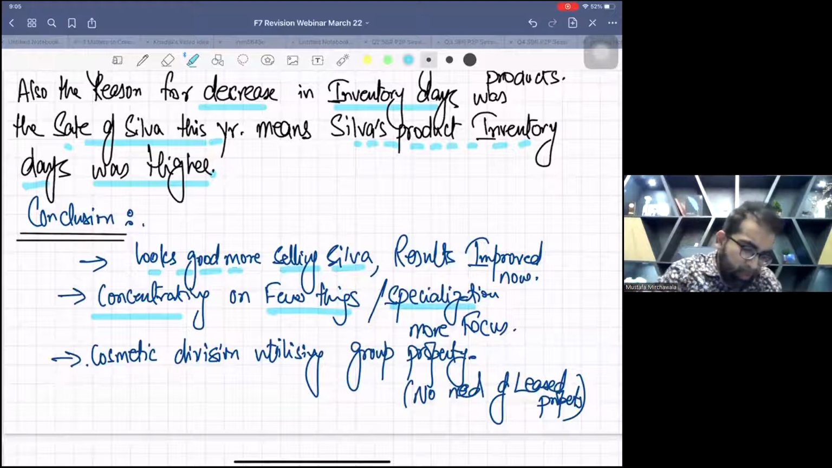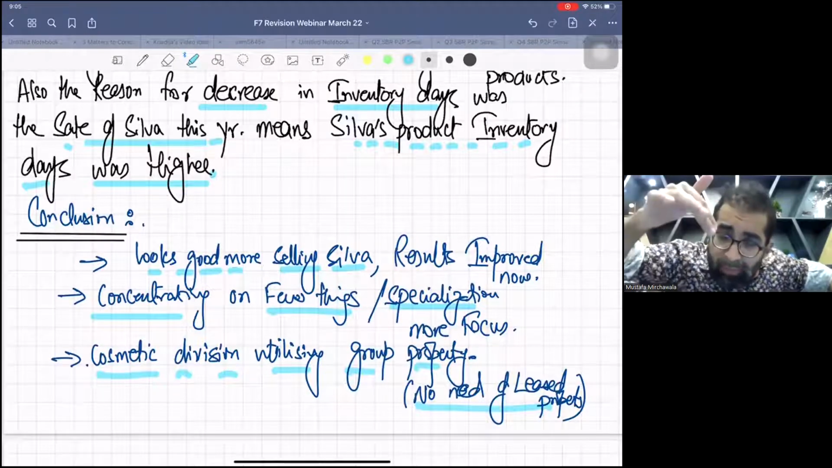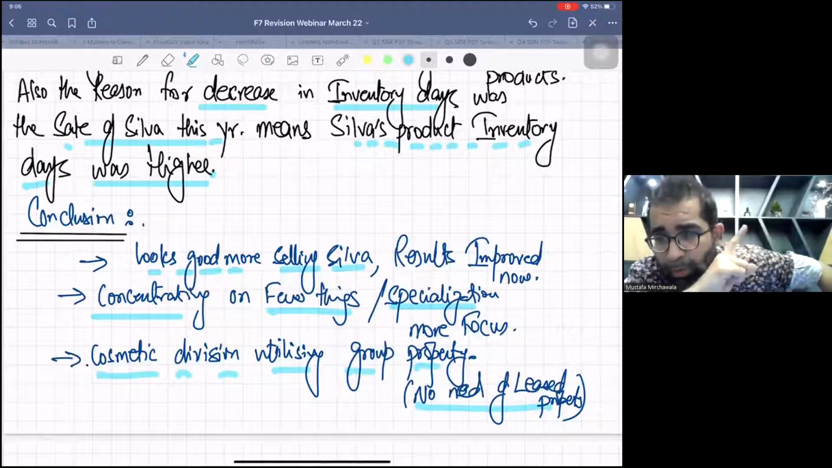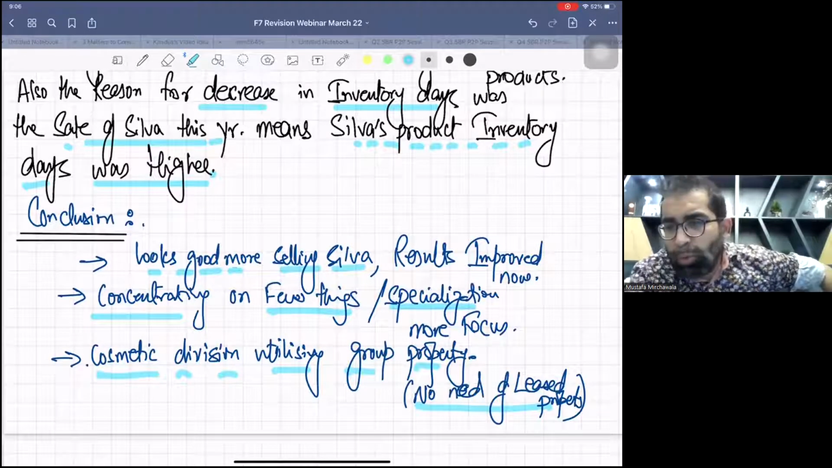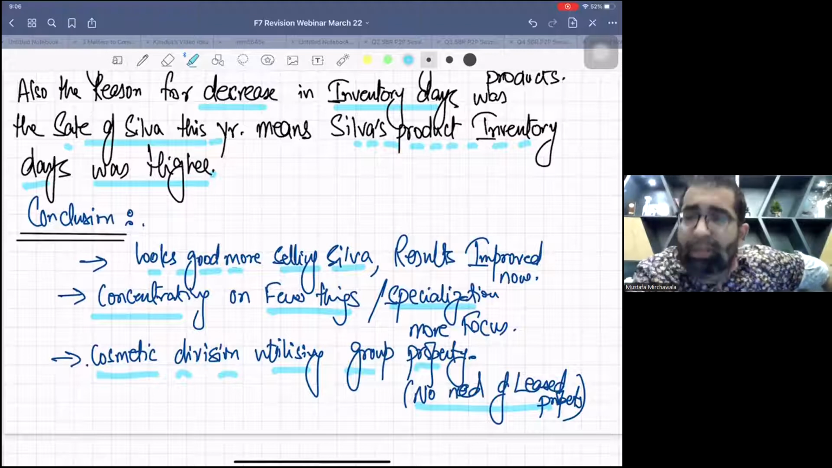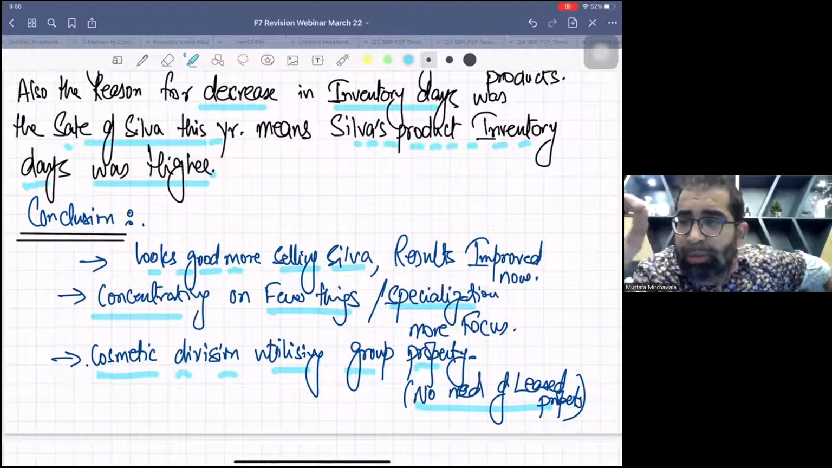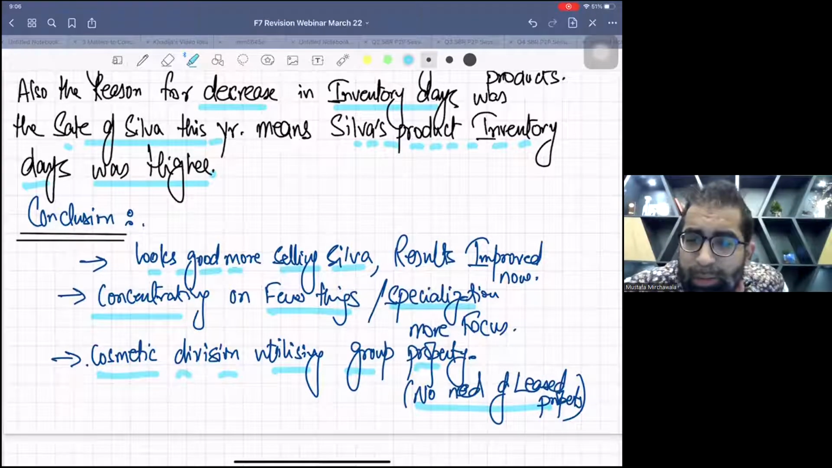Okay. Cosmetic division utilizing group property, no need for lease properties. You remember when we sold Silva, immediately we kicked them out from our properties, and now we are using our own properties for the cosmetic business. So there is no need for lease properties, so there is a reduction in fixed cost. And you know, reduction in fixed cost is always a good sign. So these are the possible conclusions, my dear students, you can write.